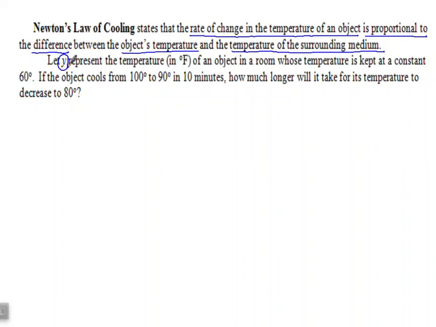Let y represent the temperature in degrees Fahrenheit of an object in a room whose temperature is kept at a constant 60 degrees. So that is our surrounding medium, that room. If the object cools from 100 degrees to 90 degrees in 10 minutes, how much longer will it take for its temperature to decrease to 80 degrees?